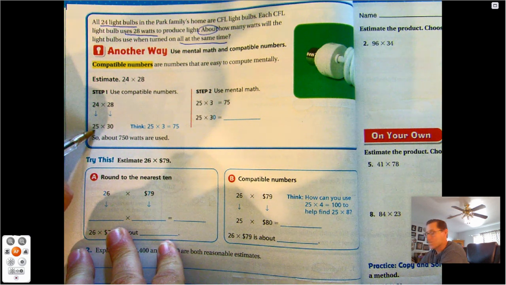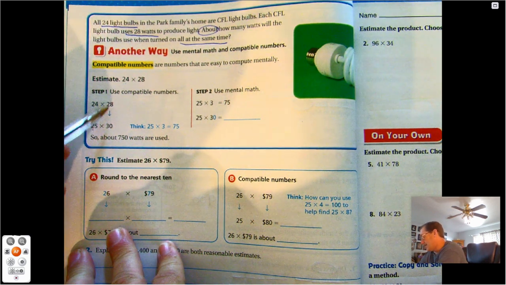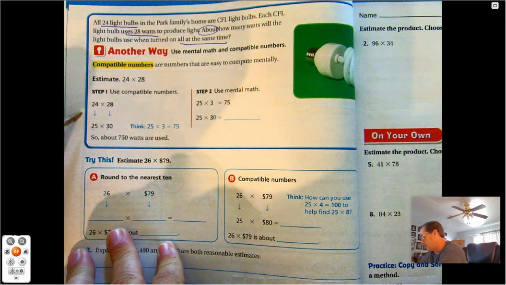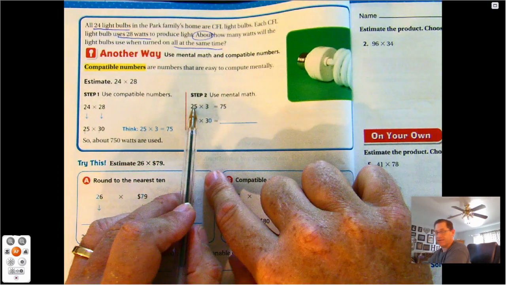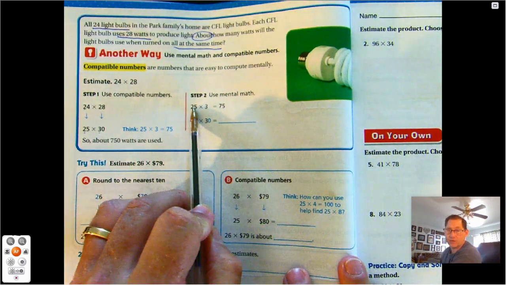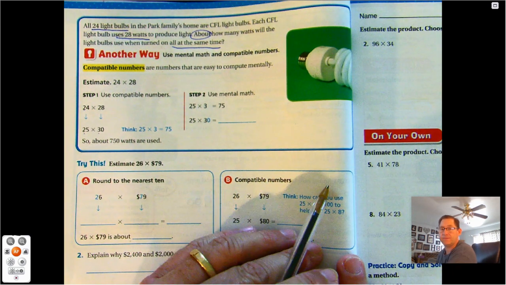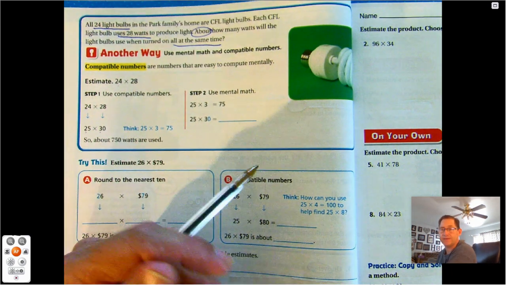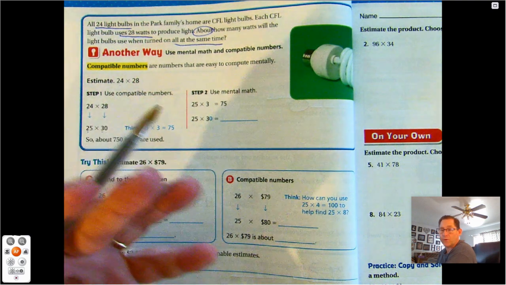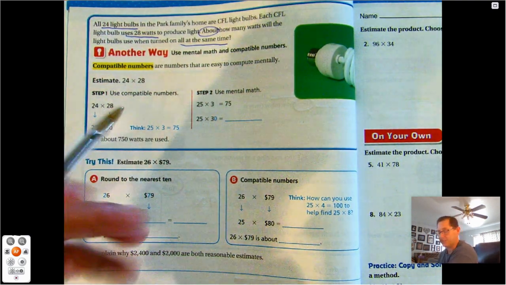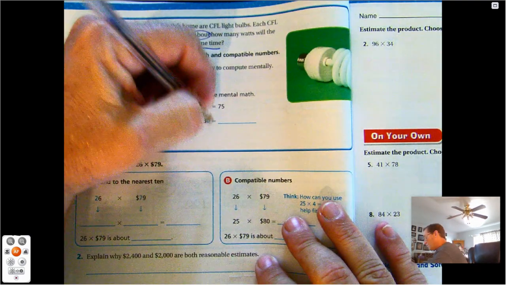So let's change the 28 to 30 and change the 24 to 25, because now we can think of the 24 as 25 times 3. 3/4 is 75, right? We don't really need to think about that. We know that there's 4 quarters in a dollar. So if you have 3, that's 75 cents. If you have 2, it's 50 cents, and so on. So 25 times 3 is 75.